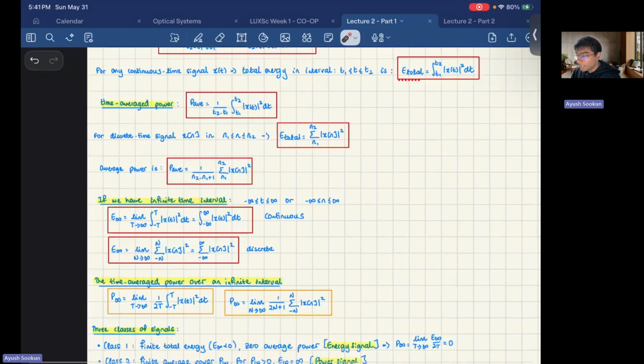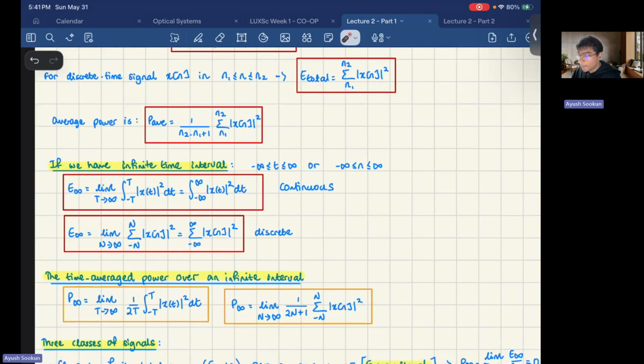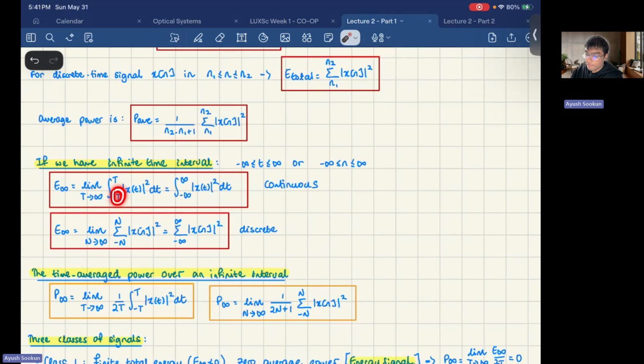Now, before, you were integrating from some T1 to T2, okay? Now, let's say you were integrating from minus the period to the period. It could be any value. For some reason, we just picked minus T to T, okay? And now the only thing we're going to do is integrate from negative infinity to infinity instead to get that infinite energy value, okay?